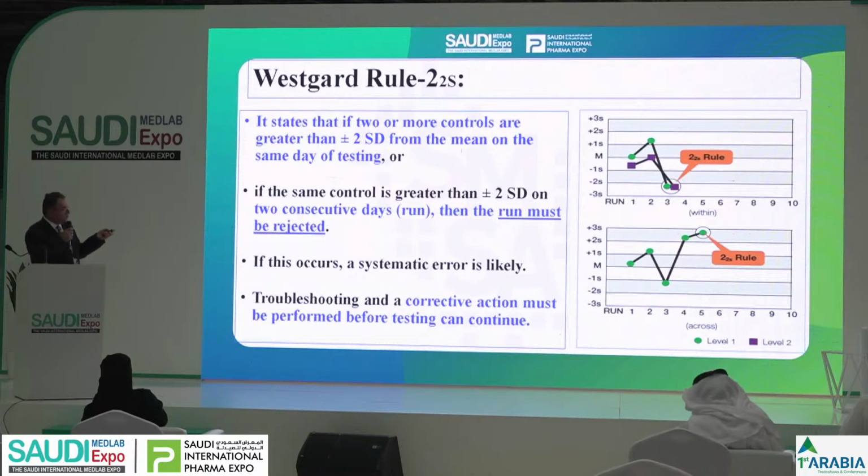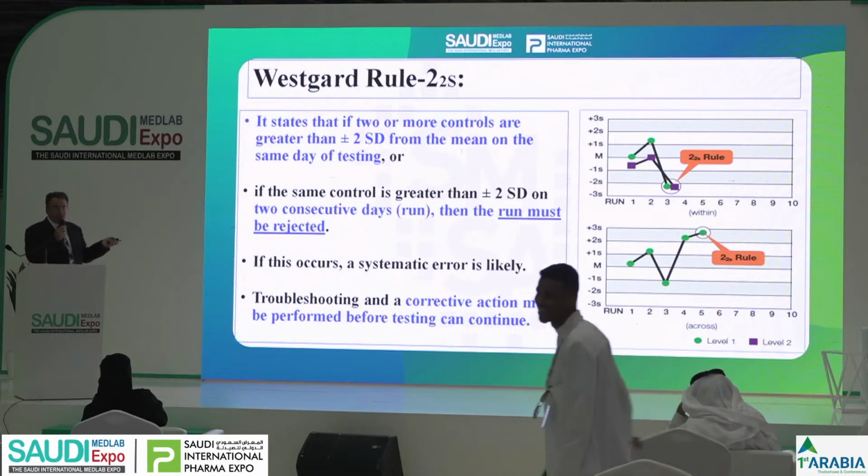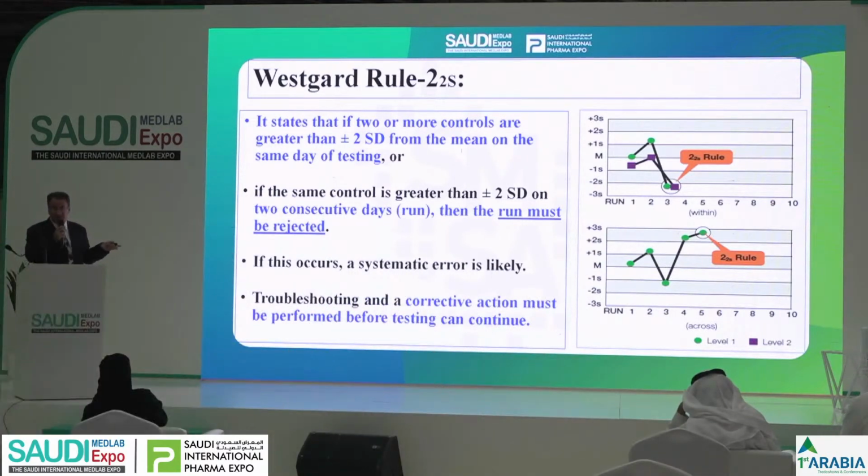Out of 2 SD. So if I have this situation, then I have to reject and repeat the QC till I am within 2 SD. Okay, I reject, then a corrective action is needed, and you cannot report patient result till the QC is within the 2 SD. Okay.